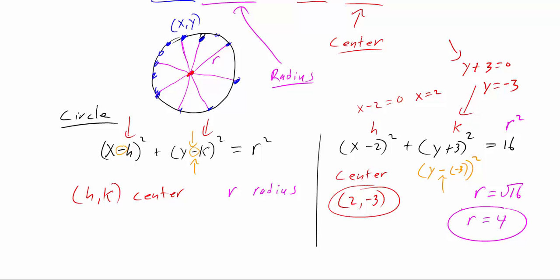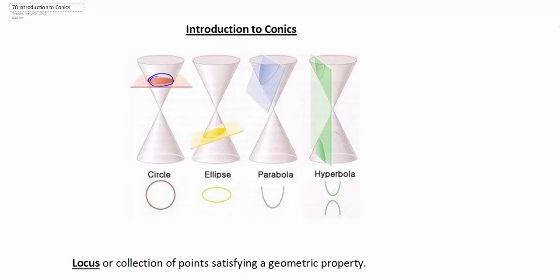All right, so now in the next several videos, we're going to look at the ellipse, the parabola, and the hyperbola. I think we're going to start off looking at the parabola next, and we can study how we can describe this using this idea of locus, or a collection of points that will satisfy a geometric property.